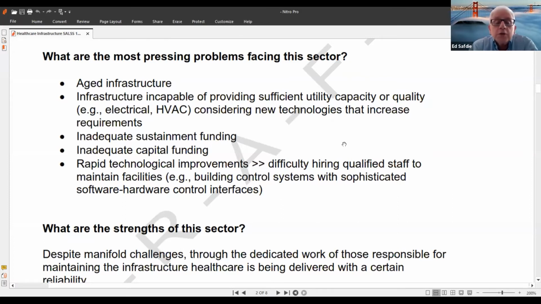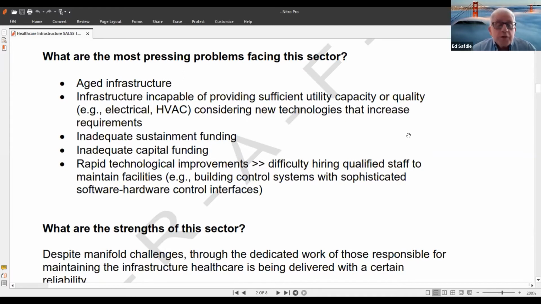And rapid technological improvements. In the last decade, I would say, it's become a much bigger challenge hiring qualified staff to maintain facilities. The advent of first microprocessors and then far more advanced computing systems means that they're great. They help us get our work done, but it means that it requires special training to maintain them. That goes for building systems, patient record management, et cetera. In this case, it's the building systems that we're concerned with.